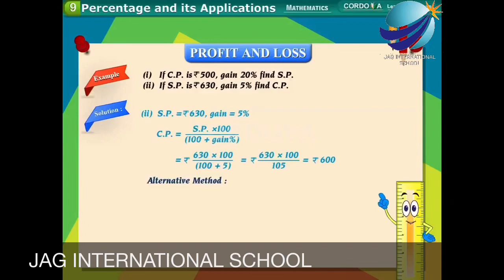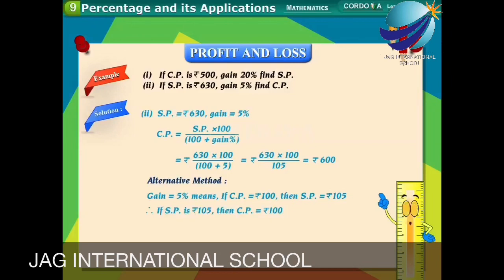Alternative method. Gain is equal to 5% means if CP is equal to rupees 100, then SP is equal to rupees 105. Therefore, if SP is rupees 105, then CP is equal to rupees 100. Therefore, if SP is rupees 630, then CP is equal to rupees 100 upon 105 into 630, which is equal to rupees 600. Hence, cost price is rupees 600.